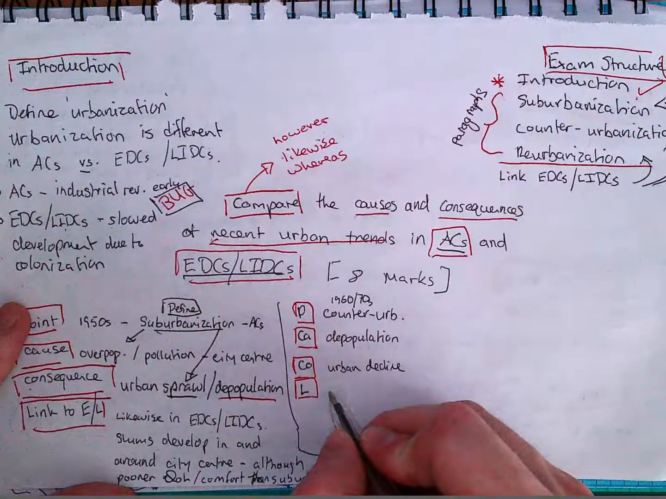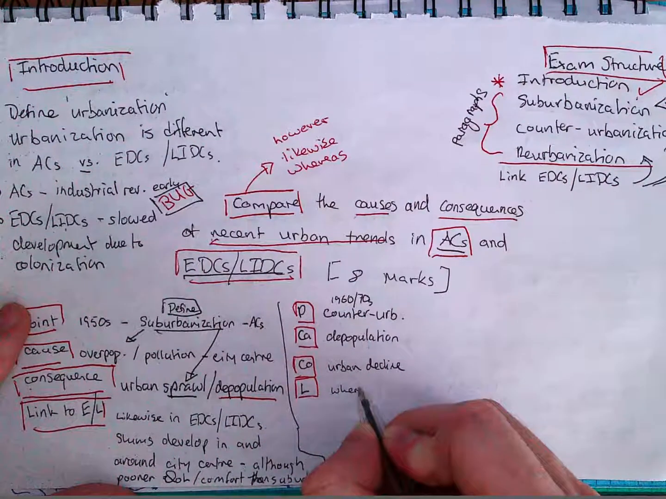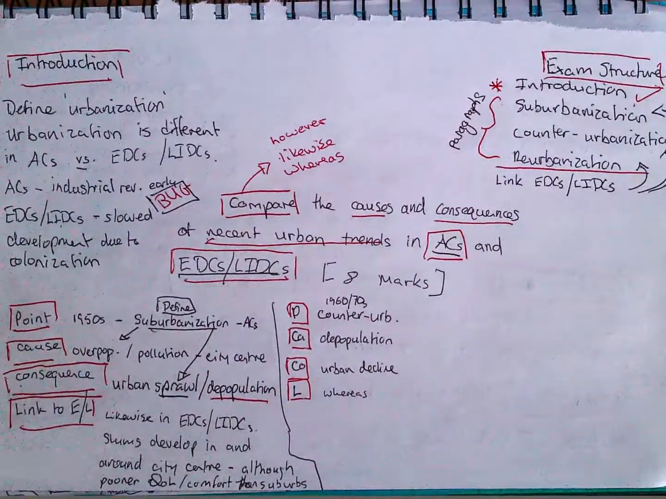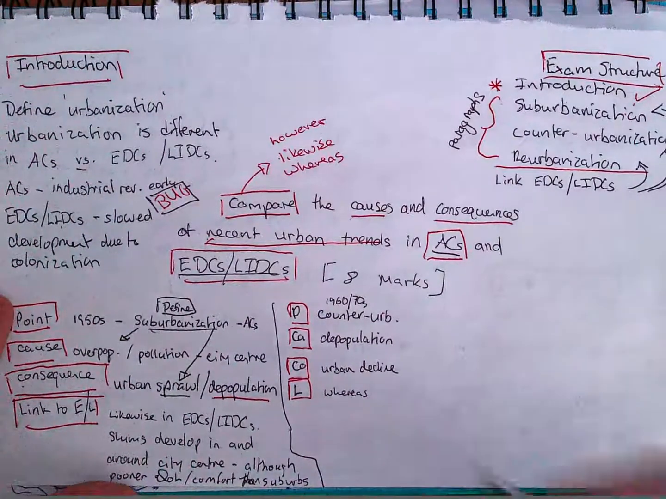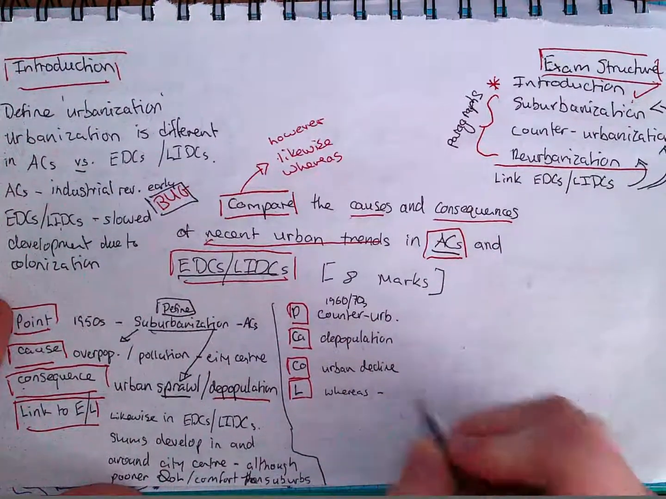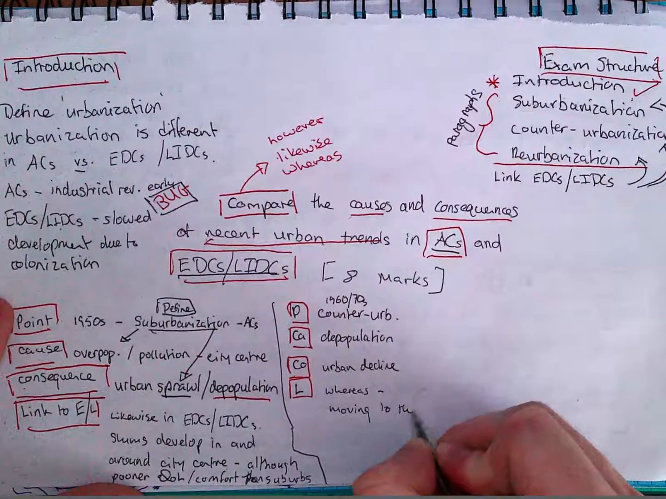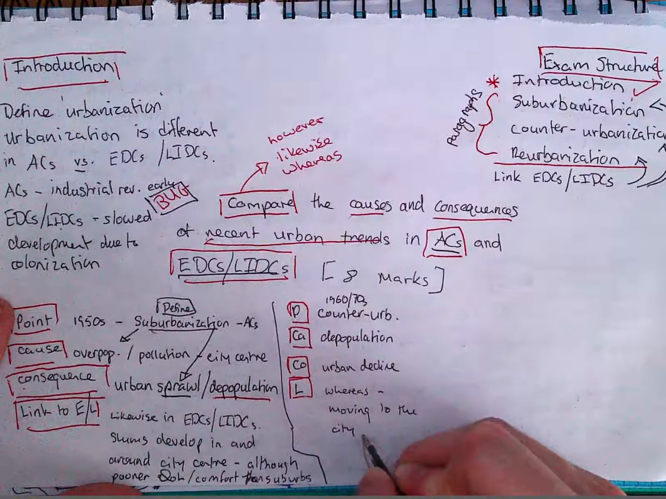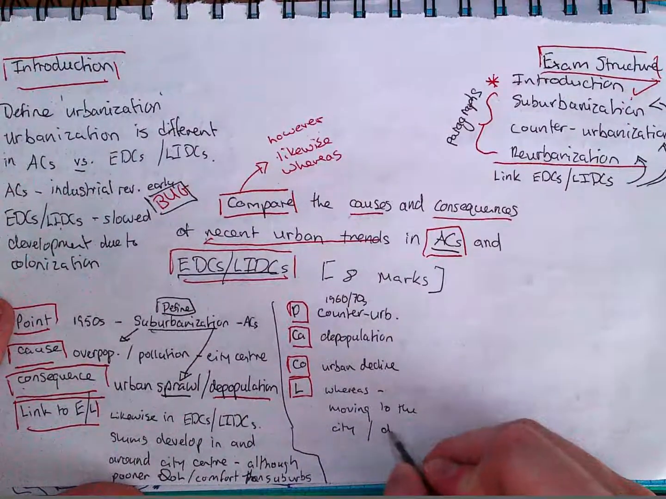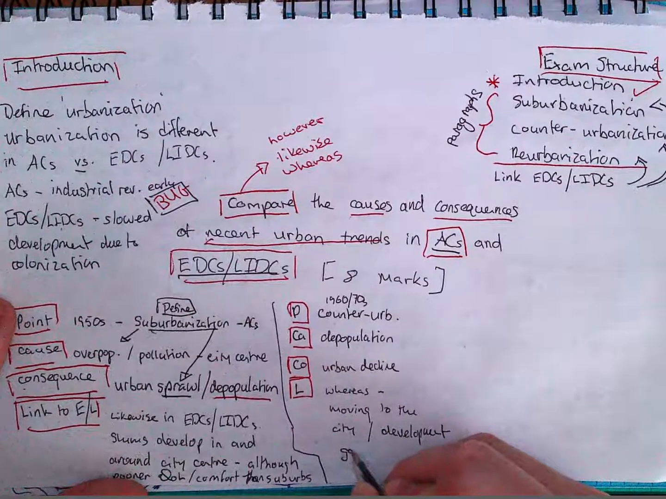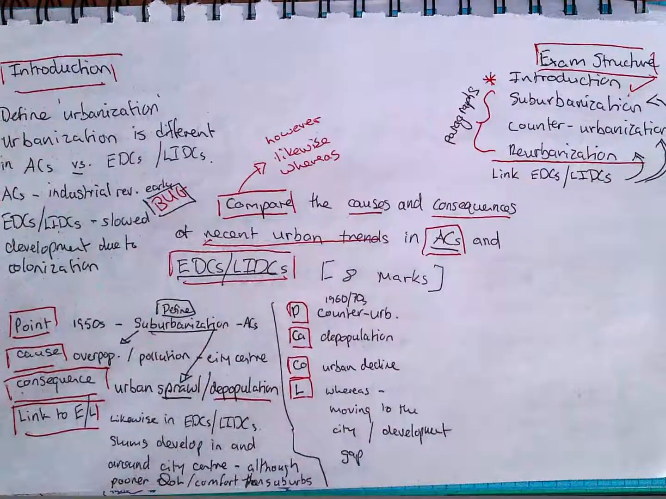How is it different? Whereas the movement of people in those countries, emerging and low income countries, is the opposite. People are moving to the city. And also there's that development gap, and that's the reason why they're moving. Okay, so it's all about how you phrase that.